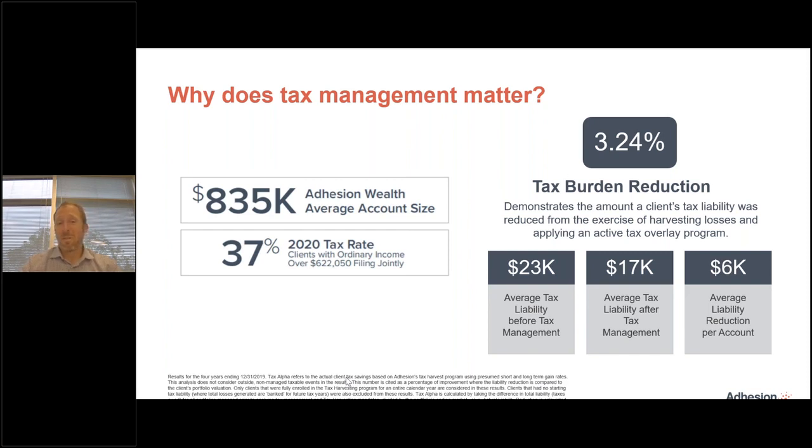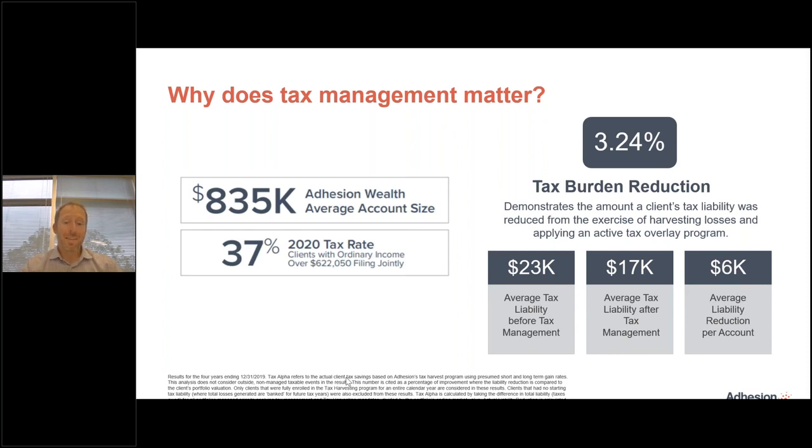That puts these clients roughly in a 37% tax bracket. Now, we at Adhesion for these clients have provided a cumulative tax alpha of 3.24% over the last 4 years. That equates to over 80 basis points on average per year.